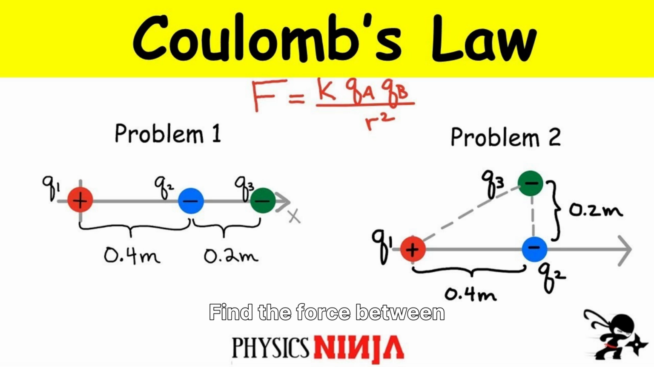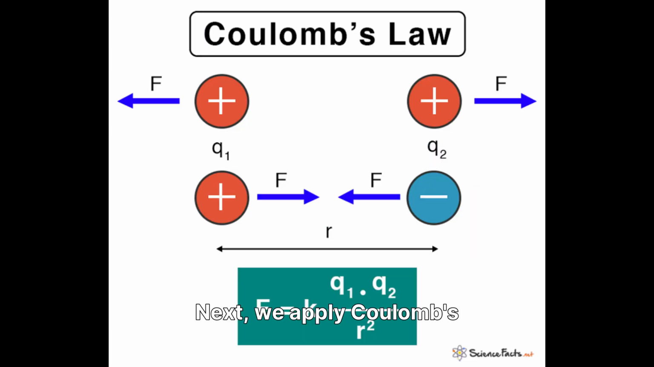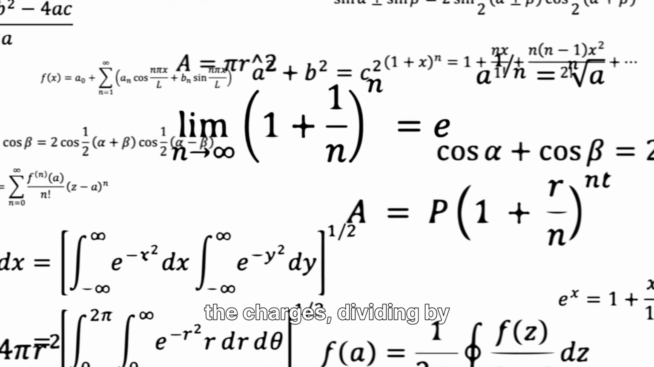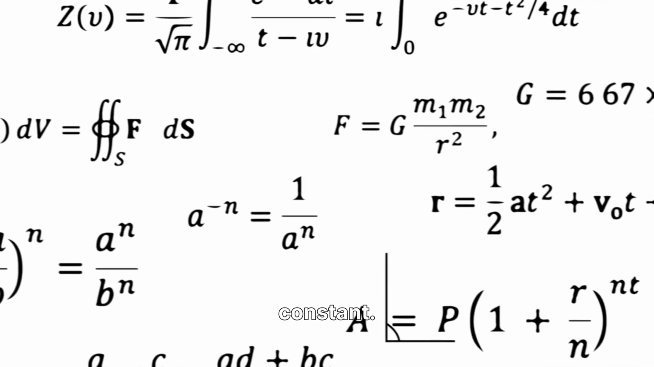Find the force between Q1 equals plus 5.0 microcoulombs and Q2 equals plus 5.0 microcoulombs, separated by r equals 10.0 centimeters. Again, we begin by converting our given values into their respective SI units. Next, we apply Coulomb's law, inserting the converted charge and distance values into the formula. The calculation involves multiplying the charges, dividing by the squared distance, and then multiplying by Coulomb's constant.